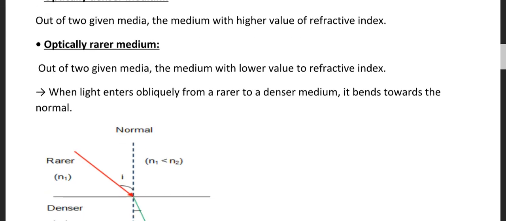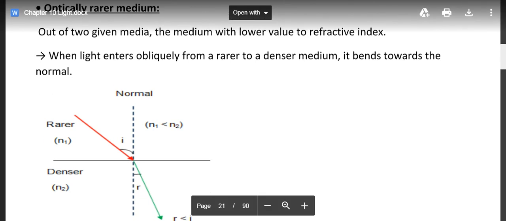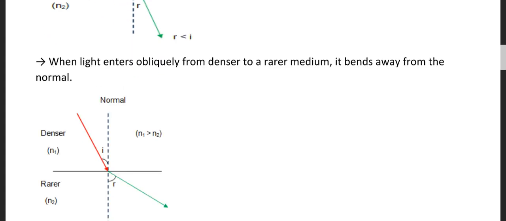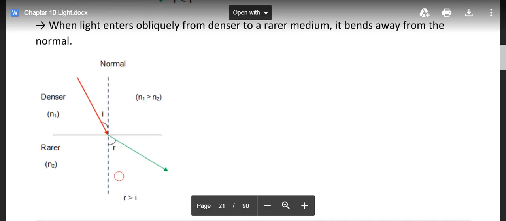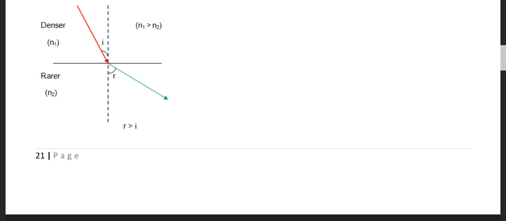तो जिसका refractive index कम होगा वो rarer होगा, और जिसका refractive index ज़्यादा होगा, that's a denser medium. When light enters obliquely from rarer to denser medium, it bends towards the normal. So you can see, जब rarer से denser में आ रही है, it is bending towards the normal, and when it is going from denser to rarer medium, it bends away from the normal. You can observe this in case of the glass slab experiment also.